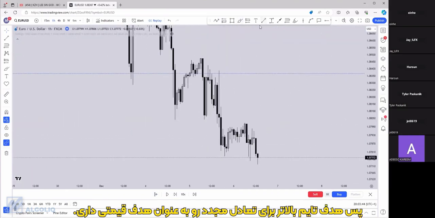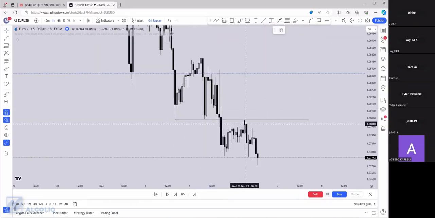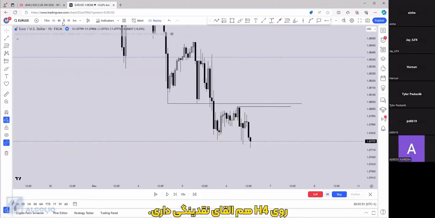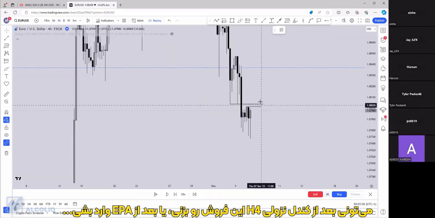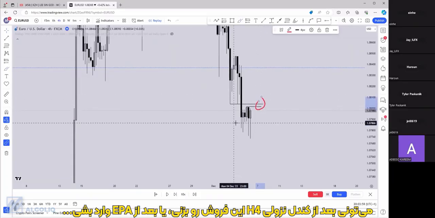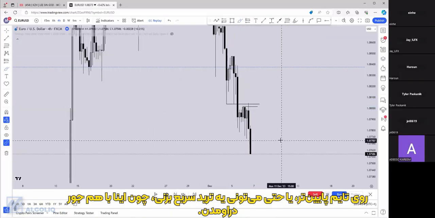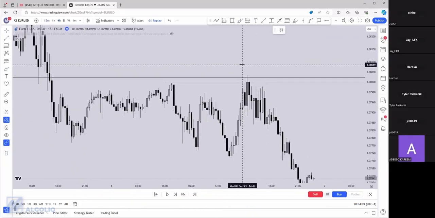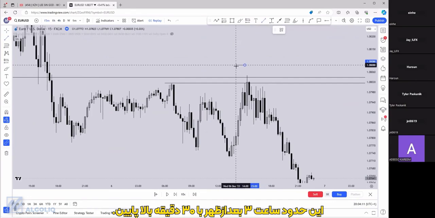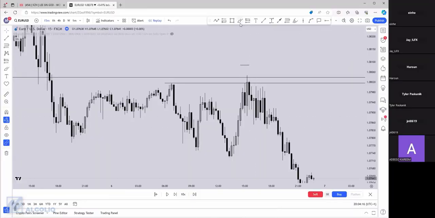So you have higher time frame rebalance as higher time frame objective. You have inducement liquidity on H4. So what does it mean for you? You can take this sell after H4 bearish candle. You can take this trade after EPA on lower time frame, or you can take a reversal on BOS, because this lines up to be 3 p.m. plus minus 30 minutes. So 2:30 and 3:30. So this is your reversal window.